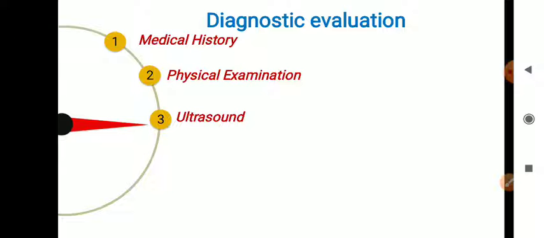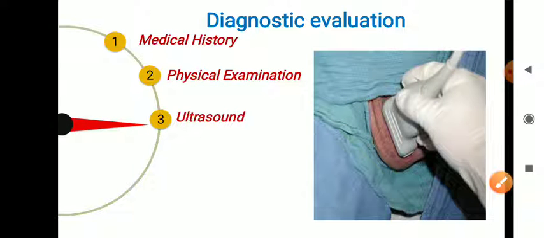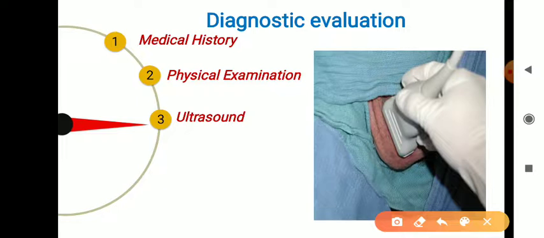So third one is ultrasound. This is an important diagnostic evaluation. In USG, ultrasonography or ultrasound, this imaging test is the most commonly used to assess testicular pain, means this is a commonly used procedure to assess whether the patient has orchitis or not, or a patient with testicular pain. So this USG will be done with color Doppler, and it will determine the blood flow to the testicles.